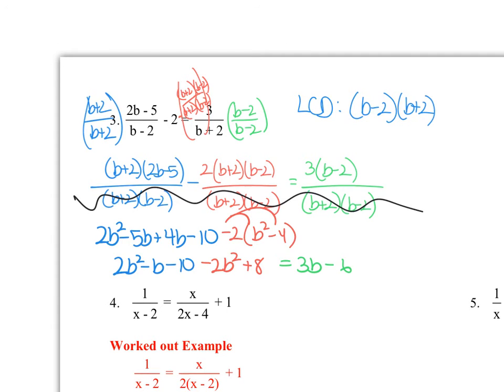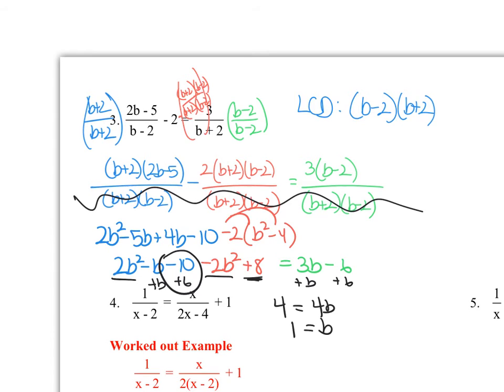So actually with this one, your b squareds cancel. So you're not going to have a quadratic. What I would suggest doing is moving your b's to one side and your numbers to the other. So I'm going to add b, so that gives me 4b. And I'm going to add 6. And I'm going to combine the negative 10 plus 6 is negative 4 plus 8, which gives me a positive 4. And you get b equal to 1.